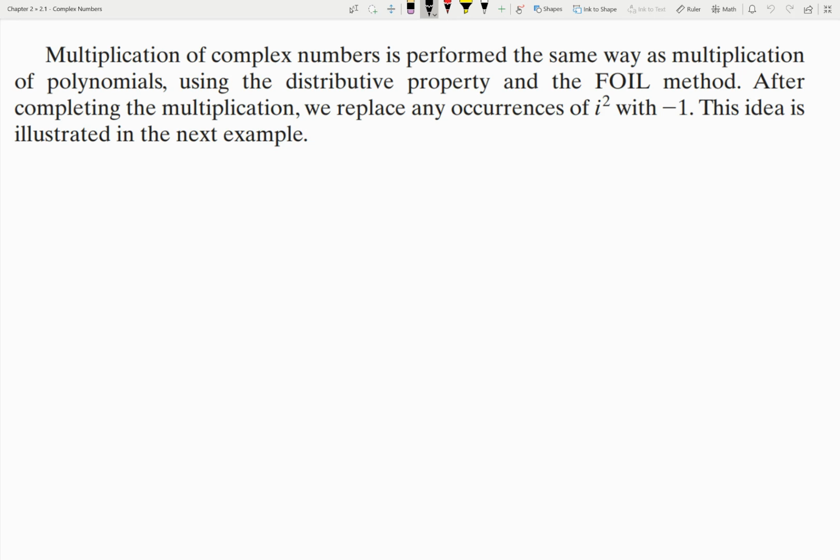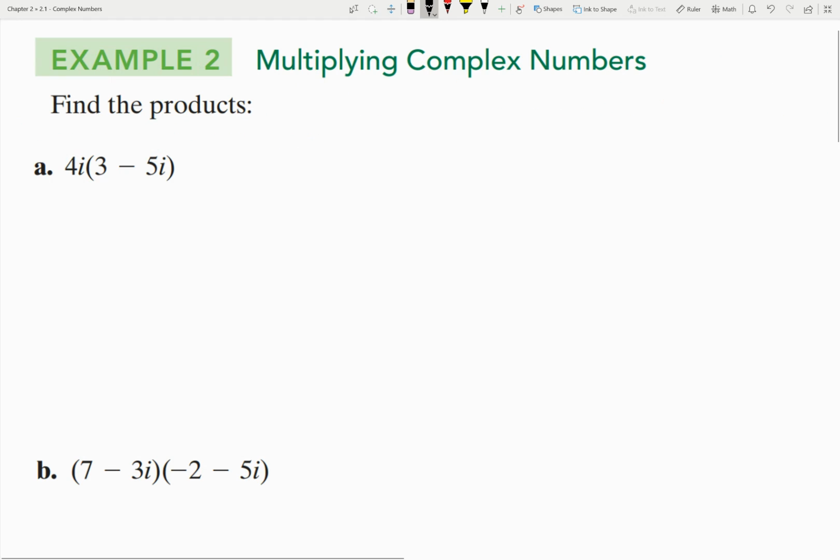Now, multiplication, that was addition and subtraction. Multiplication of complex numbers is performed the same way as multiplication of polynomials. So we're going to use the distributive property. We're going to use the FOIL method if we have 2 binomials. When you are done, we cannot leave any power of i bigger than 1. So if you have an i squared, it's going to change into negative 1.